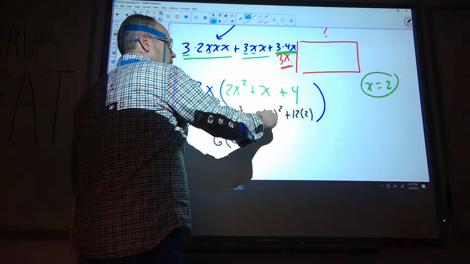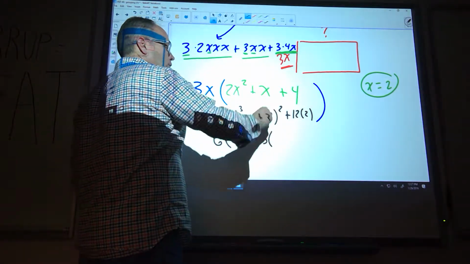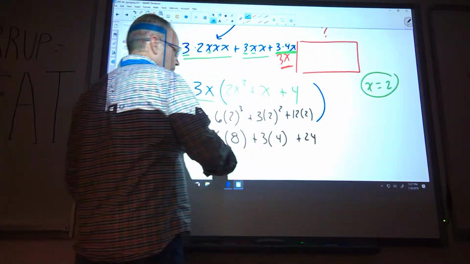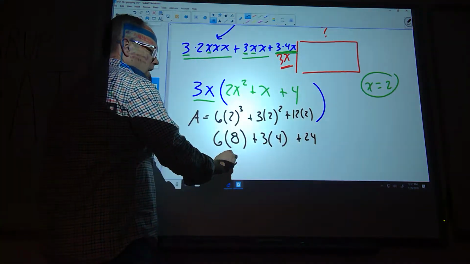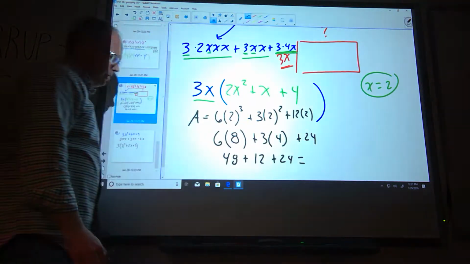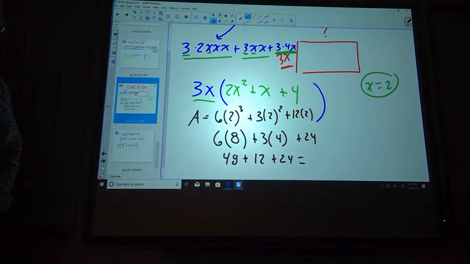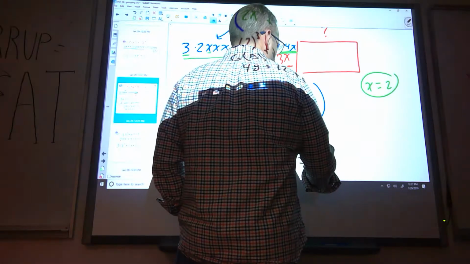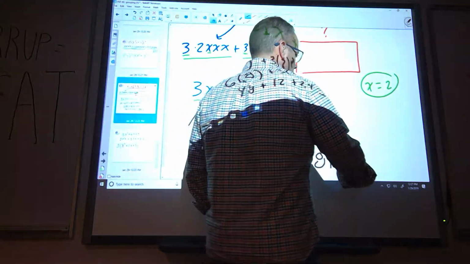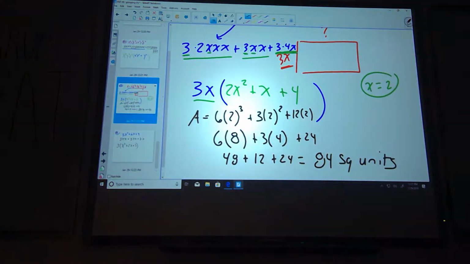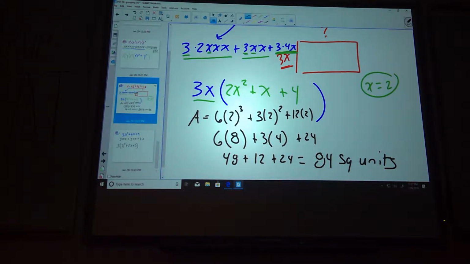And then 3 times 2 squared is 3 times 4, which is 12, and 12 times 2 gives me 24 right there. So that's 48 plus 12 plus 24. Add it up. 48 and 12 is 60. 60 and 24 is 84 square units. Could be square inches, square miles, square feet, I don't know.